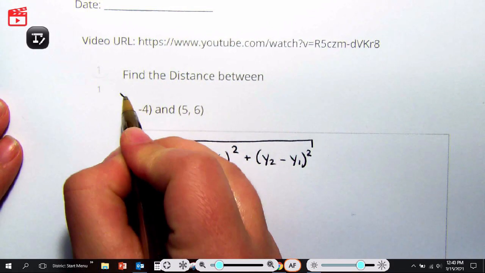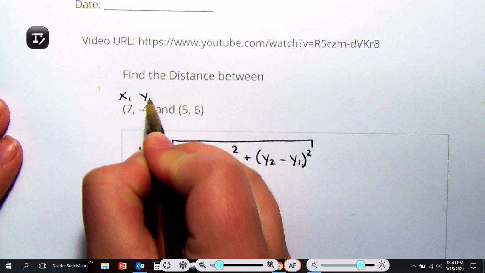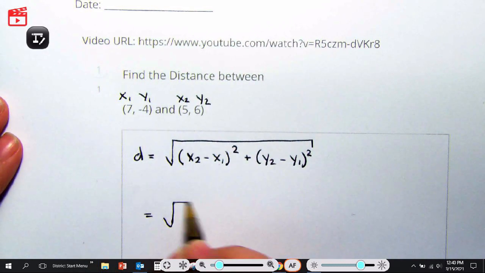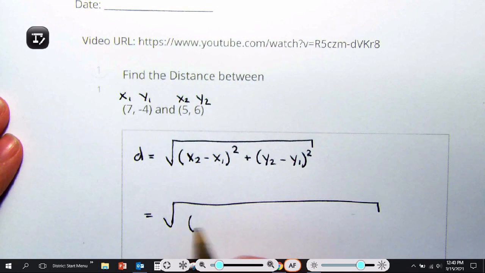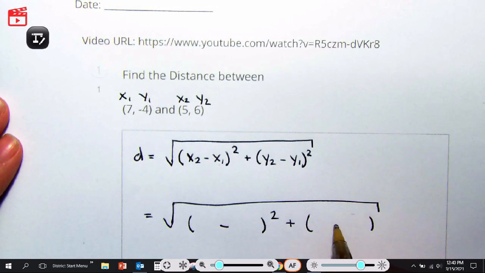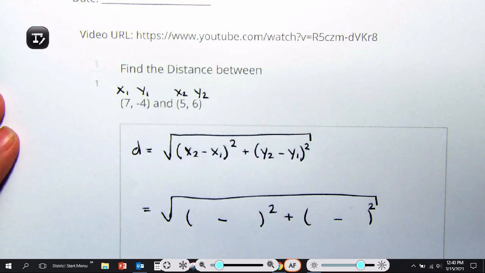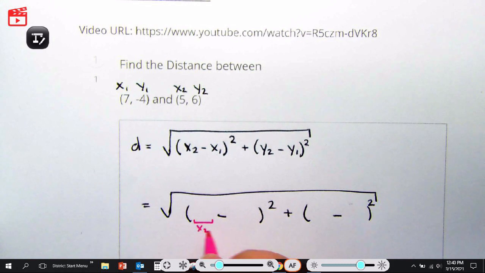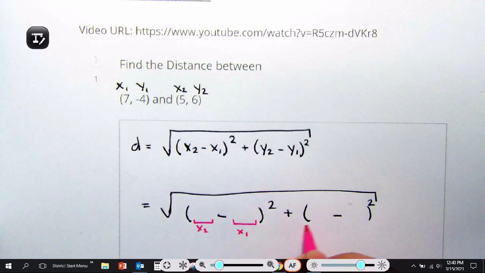So let's label our points. Here's x1, y1, x2, y2. What I like to do is rewrite the distance formula many times and set things up for me simply to just plug in numbers. So I know the first number here is going to be my x2 number. Then I have my x1 number. Here I'm going to have my y2 number. And here I'm going to have my y1 number. Makes it a little bit easier in my opinion.